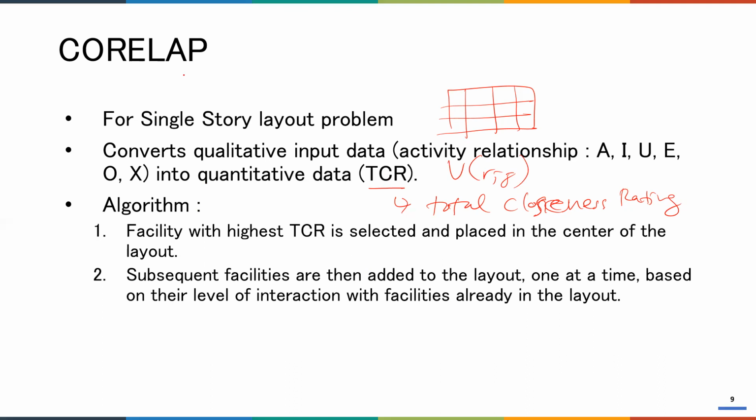So the algorithm for CORRELATE is quite easy. They calculate the TCR first and then place it in the center, and then they add the facilities one by one based on their level of interaction.